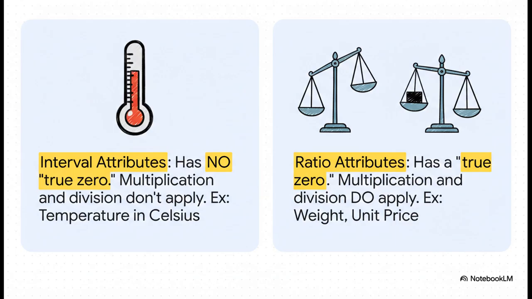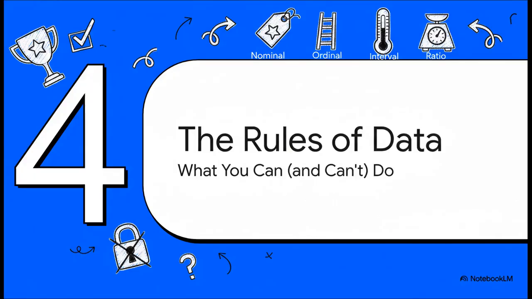0 kilograms means literally no weight. And that's why you can say that 10 kilograms is truly twice as heavy as 5 kilograms. But you can't say 20 degrees Celsius is twice as hot as 10 degrees. That true 0 changes everything. Okay, so we've met the players: nominal, ordinal, interval, and ratio.